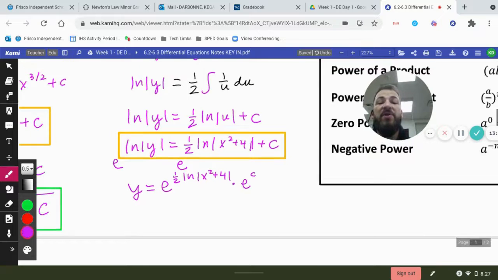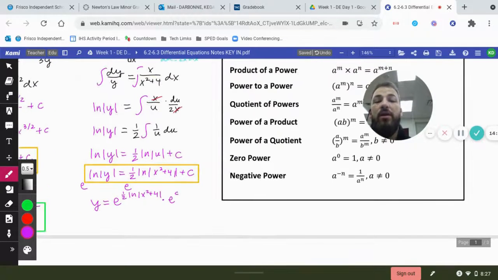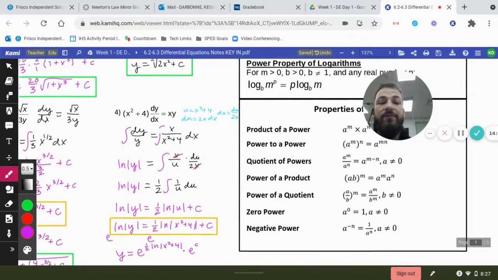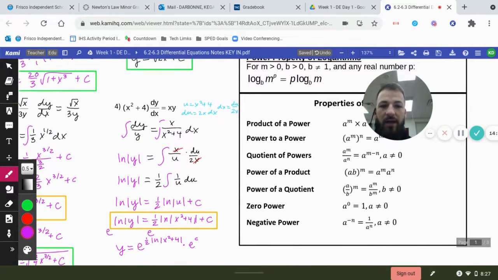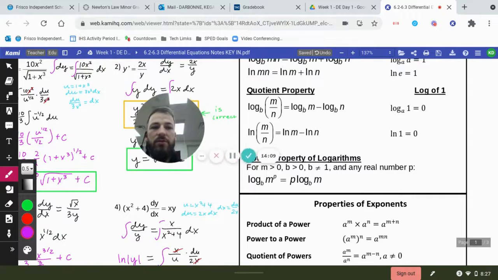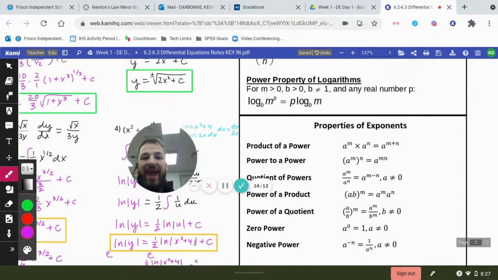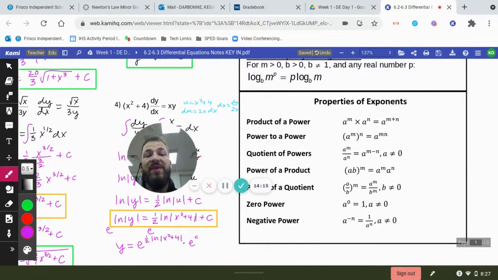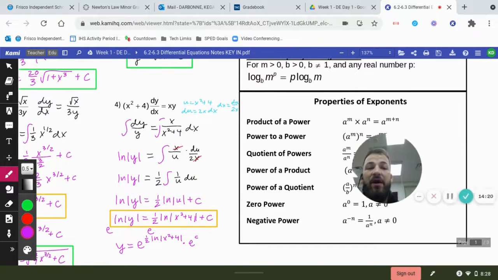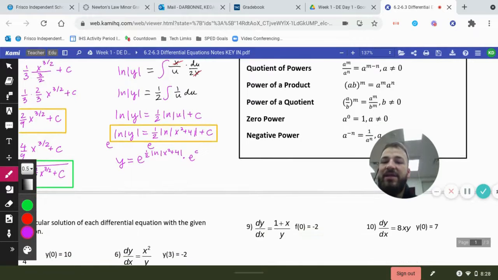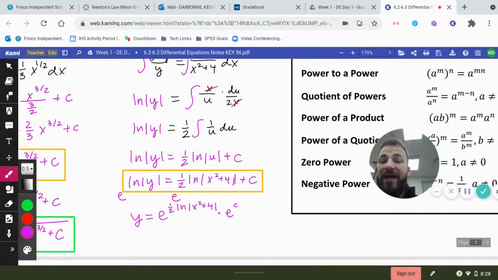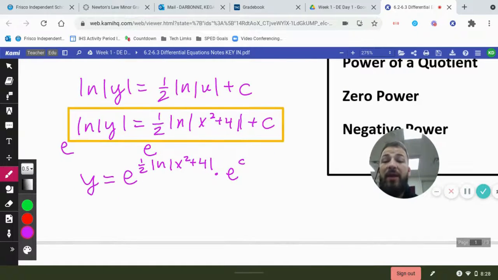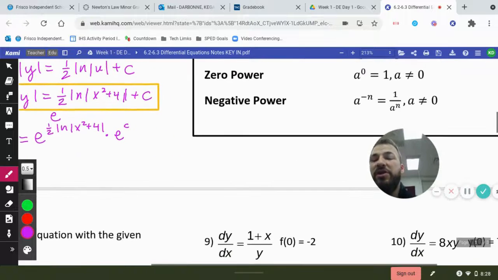Because one of my exponent properties, which I conveniently attached over here, is that if I have two exponents being added, here our product of a power, two exponents being added in the same power, I can separate into two of the same base of those separate pieces that are being added. So that's how I can split this up. Now, the reason why I split this up is because, for one, I'm going to be able to actually get this first part to cancel out a little bit more. For two, e to the c is actually a super important result in differential equations.